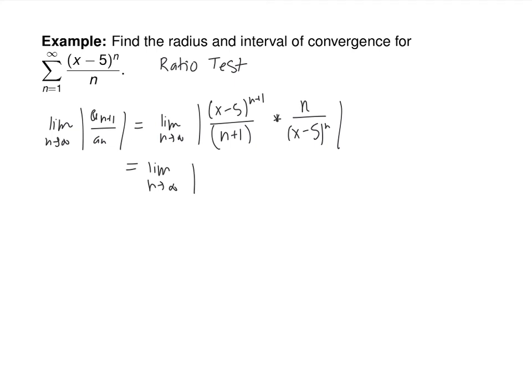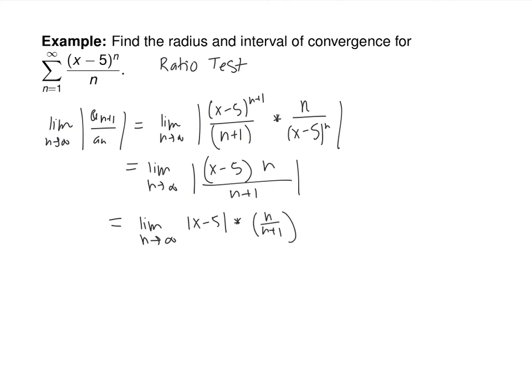Now the (x − 5)^n cancels, just leaving us |x − 5| times n over n + 1. Now we know that n is positive, but there's no guarantee that x is positive or that x − 5 is positive. So that has to remain in absolute value bars, times n over n + 1. And so as n goes to infinity, this n over n + 1 term goes to 1, and this expression limits to the absolute value of x − 5.